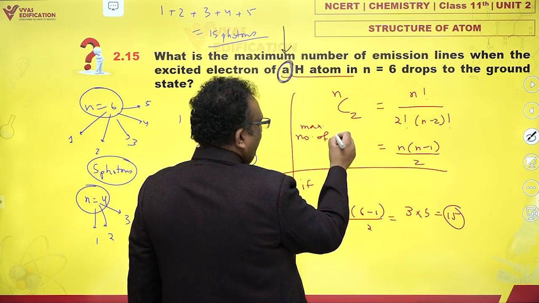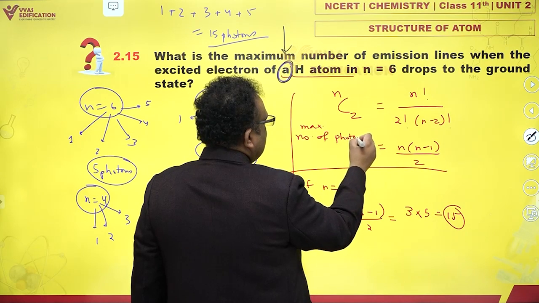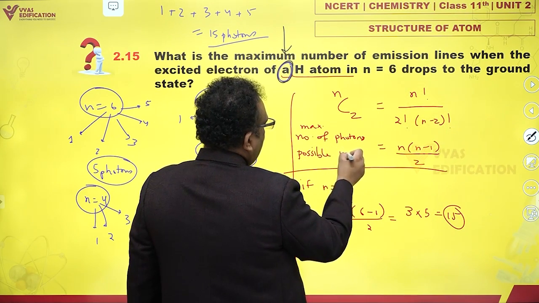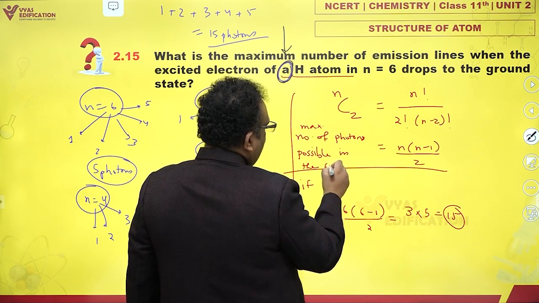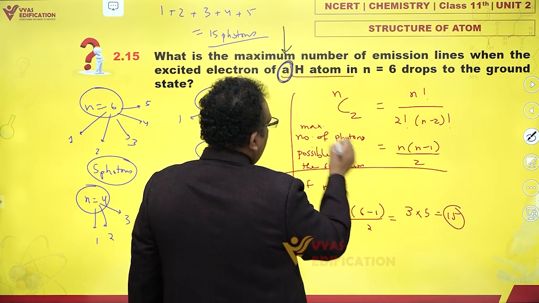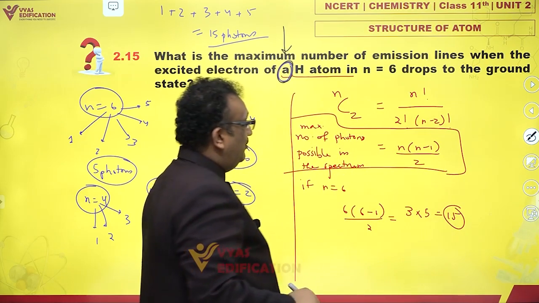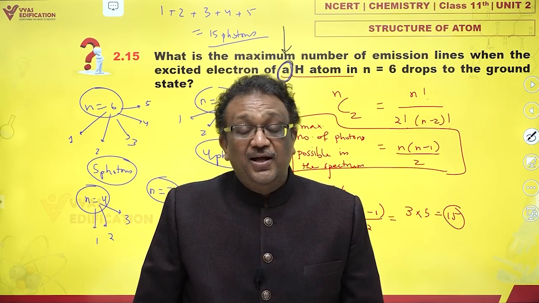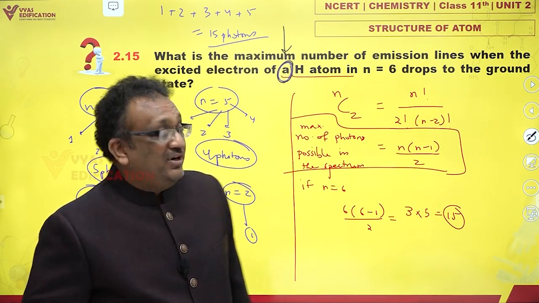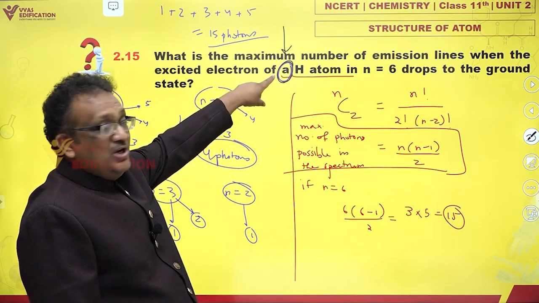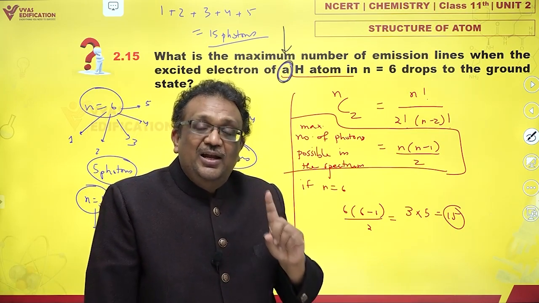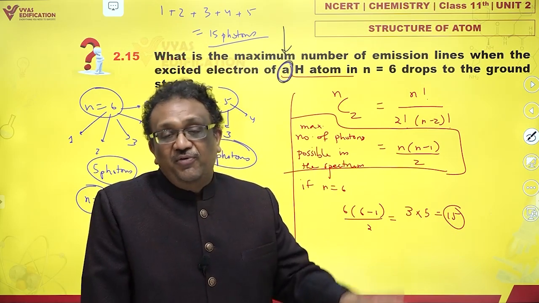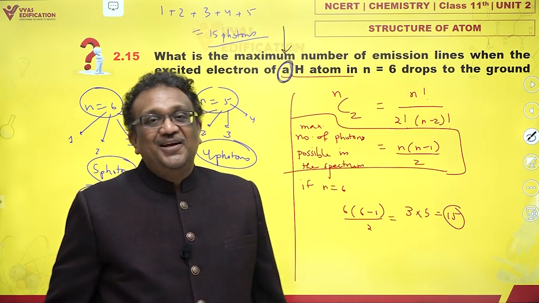Maximum number of photons possible in the spectrum. And spectrum is obtained only when you have multiple atoms. I repeat, for a 5th, 6th, 7th time. A hydrogen atom, if this is only a single hydrogen atom, the answer cannot be more than 5. If you have a group of atoms, then you can have the answer as 15.